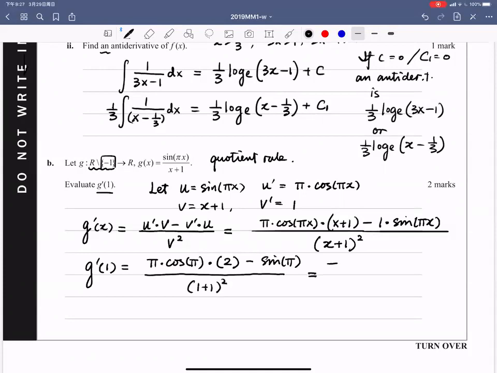Okay, now let's look at each part carefully. Pi times cos pi, which is -1, times 2, minus 0. Sine pi is 0. The bottom will be 4. Therefore, your final answer should be minus pi on 2. Okay? Not very hard at all.